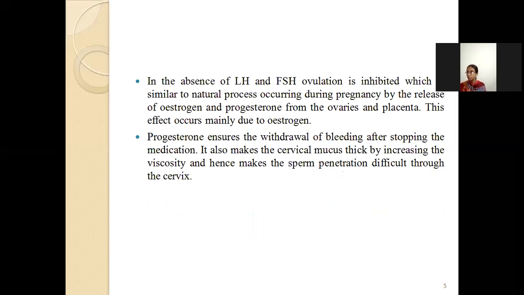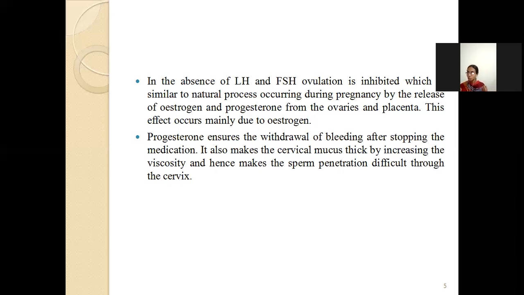So if these two hormones are inhibited, the ovulation process will not occur. If the ovulation process is not there, pregnancy also does not occur. If we use this drug, it will suppress the activity of LH and FSH. If this activity is depressed, ovulation does not occur in the body, and so there is no chance of pregnancy.